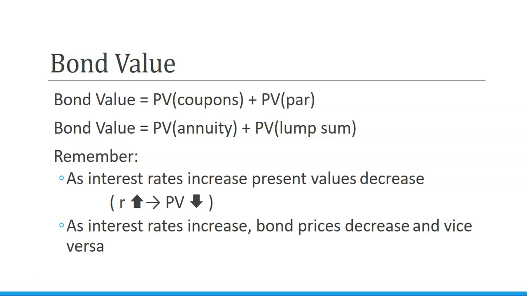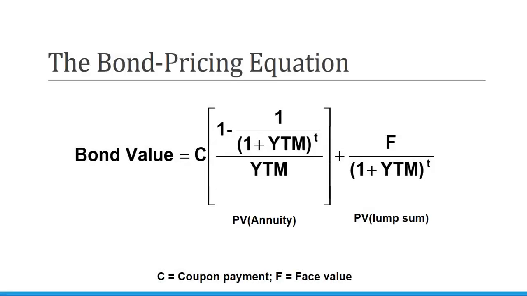So remember, we're going to bring in a lot of the concepts from chapter 4 and 5 as we're doing this. So as interest rates increase, present value decreases. And as interest rates increase, bond prices decrease. So there's a correlation. If interest rates increase and present values decrease, and the present value is the value of our bond, then we know that as interest rates increase, bond prices will decrease. And then the opposite will happen. If interest rates decrease, the value of a bond increases.